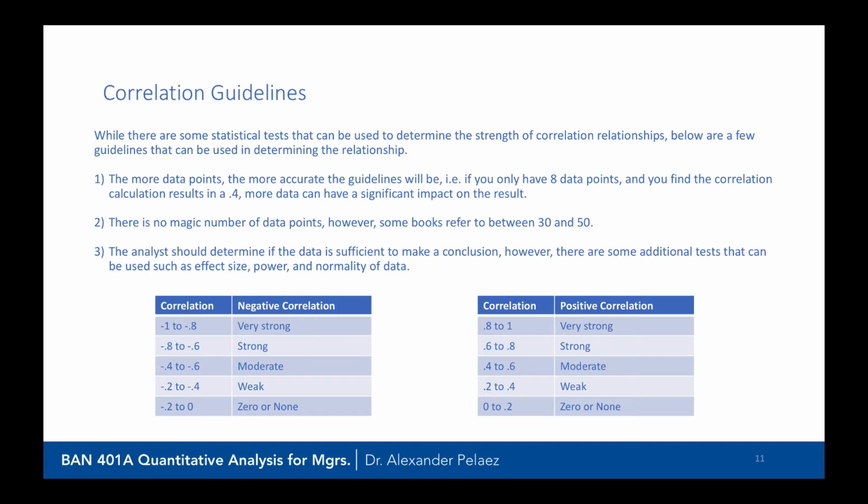So things from 0.8 to 1 are going to be very strong. Things from 0.6 to 0.8 will be strong. Things from negative 0.4 to 0.6 will be moderate, and 0.2 to 0.4 will be considered weak. So anything below 0.2, so between 0.2 and 0, and negative 0.2, is just going to be considered no correlation.